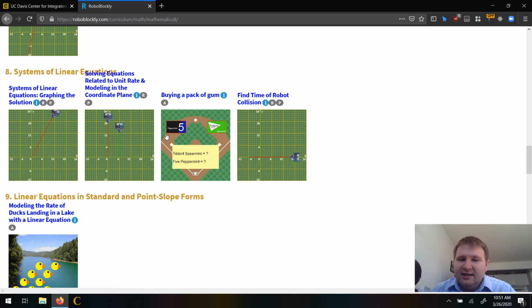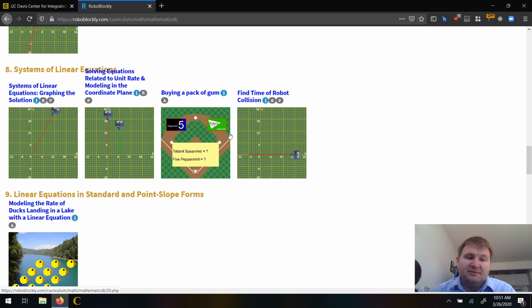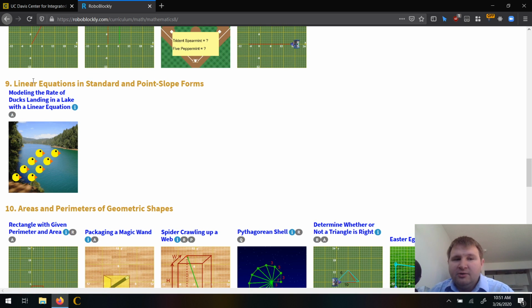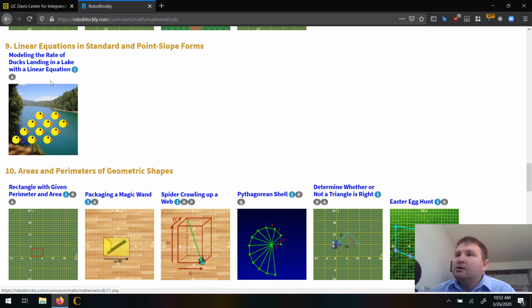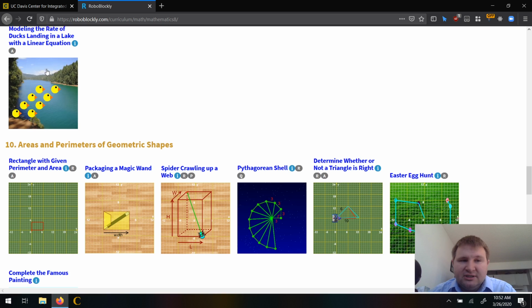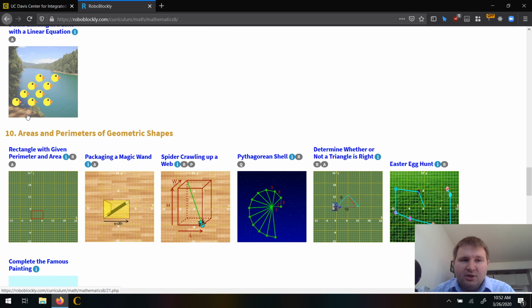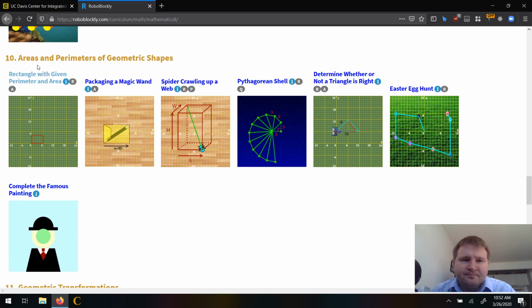We look at more hands-on interactive examples like buying things at a grocery store. We look at determining when robots might collide with an obstacle, and so we can start to do predictive measures with these. We look at linear equations in standard and point slope forms, and starting to create a model of various equations here, such as ducks lining up along the river here.